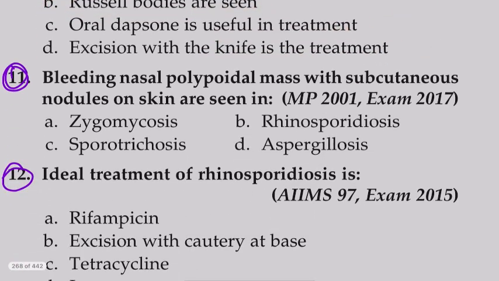The bleeding nasal polypoidal mass with subcutaneous nodules on the skin is seen in which condition? Now here there is a bleeding nasal polypoidal mass, right? From this alone we are clear that it is what?